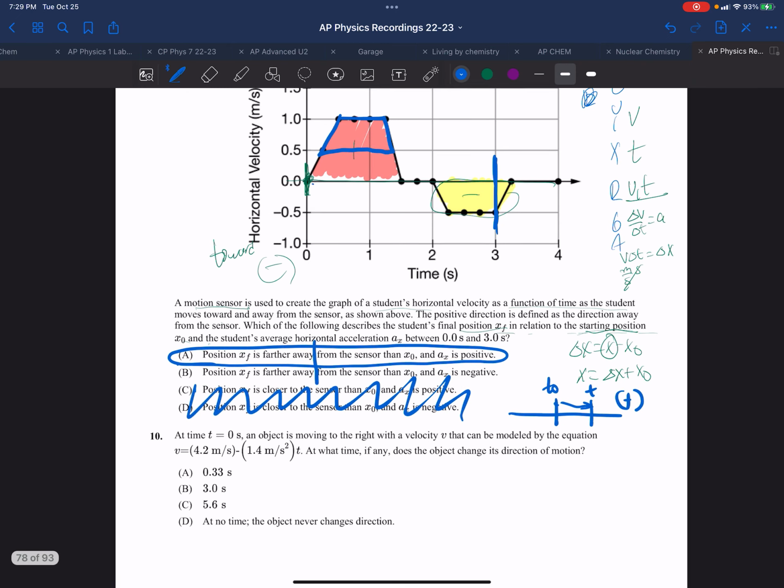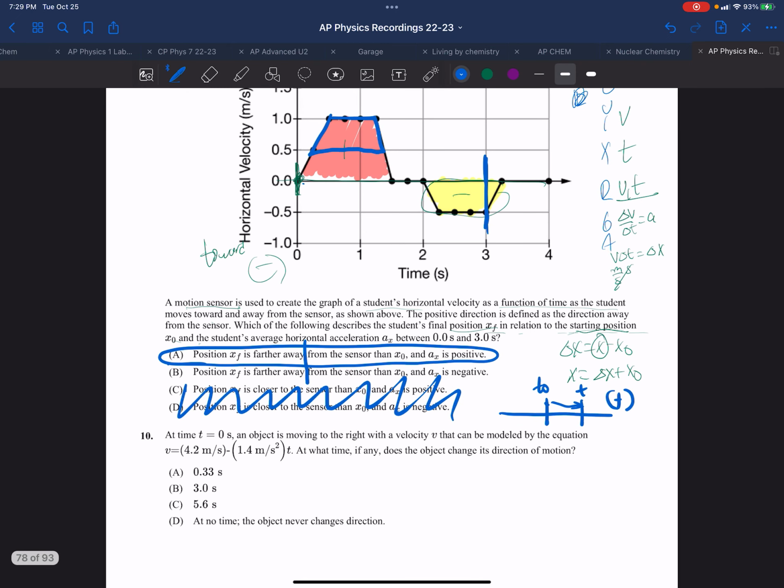Question 10. At time 0 the object is moving to the right with the velocity v and can be modeled by this equation. So let's put it in a way that makes sense to look at. The velocity is minus 1.4 t plus 4.2. We don't need to see the units because we know what the units are in this equation. At what time does the object change its direction of motion?